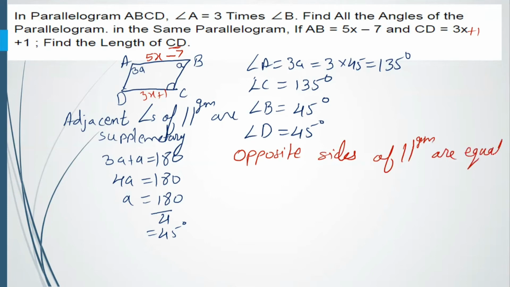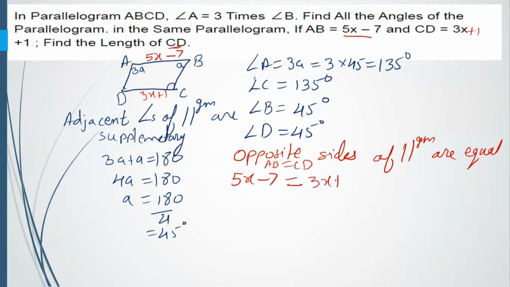So we get an equation here. We take opposite sides, so AB is equal to CD. Let us take the values which are given in terms of x. AB is given as 5x minus 7, and CD is given as 3x plus 1.